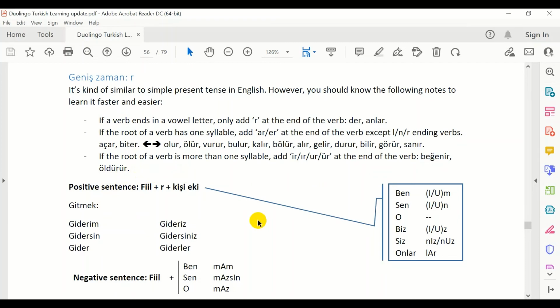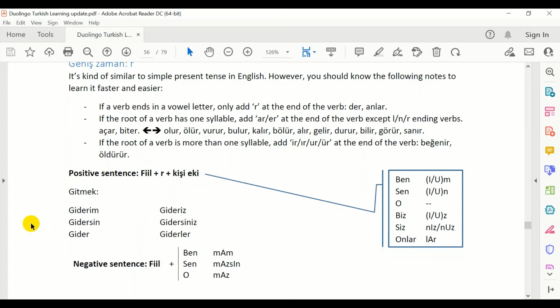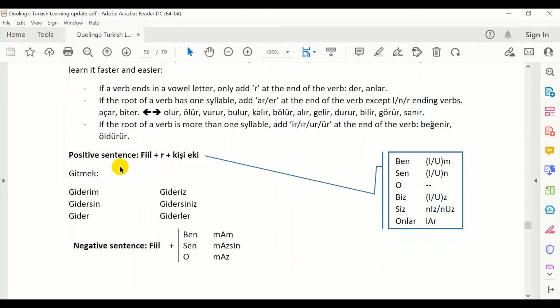Well, now let's study the structure of different sentences. Positive sentence. Now I know from the past knowledge that you have already gained, you should have guessed the structure, that there should be a verb or root, then tense suffix, after that a personal suffix.